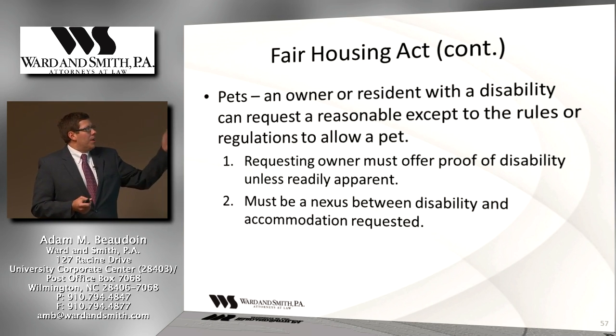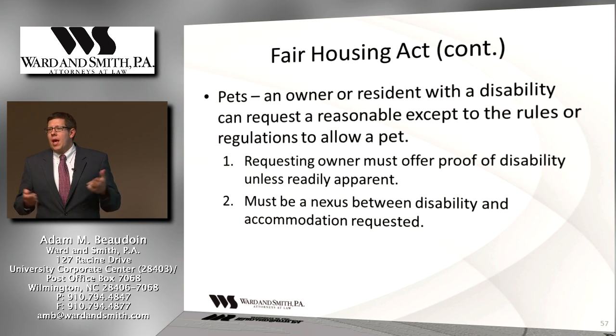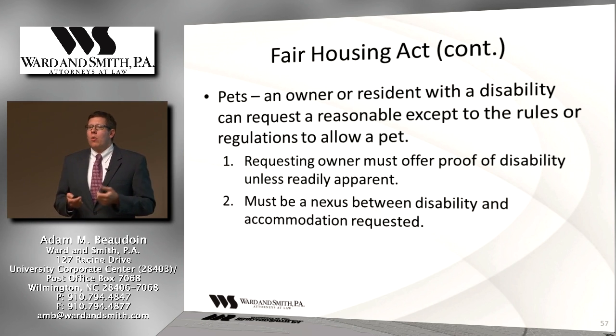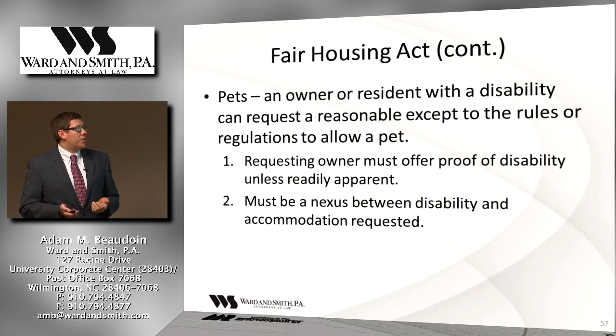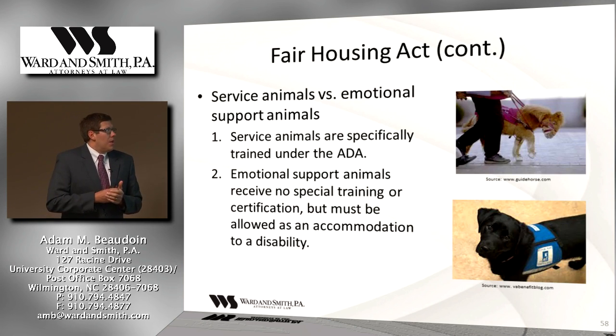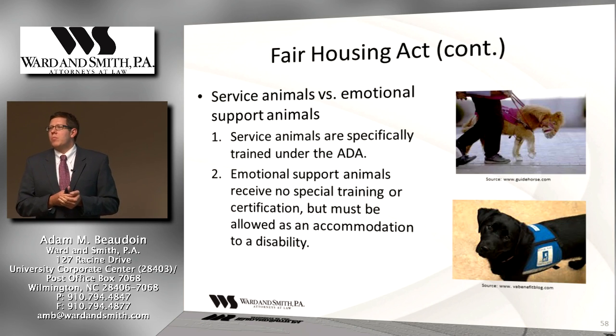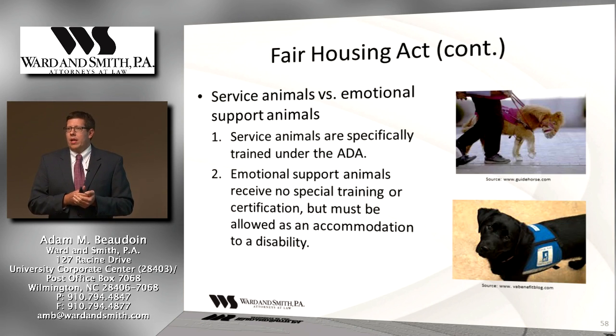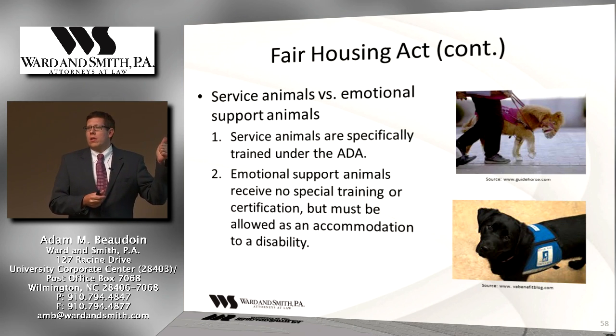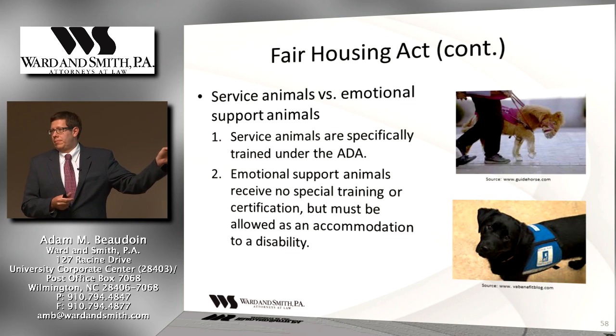And so these are kind of the criteria as to when you're allowed to have a pet, notwithstanding what the governing documents of the association say. There are two types of animals. There are service animals and support animals. The law says there's only two kinds of animals that can be a service animal. That is a dog or a miniature horse. And that's why there's a picture of a miniature horse.